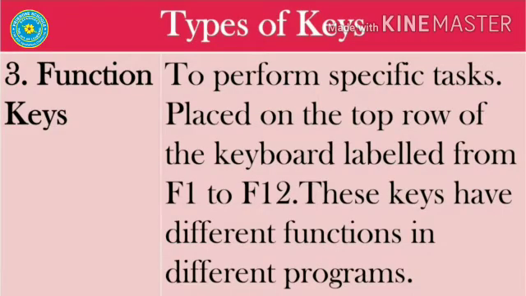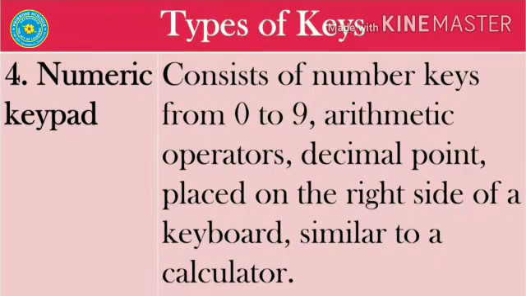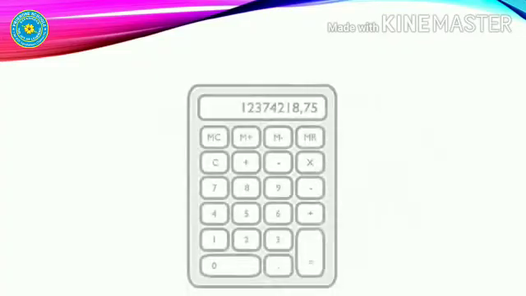Okay, now we are going to see the numeric keypad. It consists of number keys from 0 to 9, arithmetic operators such as plus, minus, multiplication, division operators and decimal point. It is placed on the right side of a keyboard. Have you seen some calculator, children? The numeric keypad is similar to a calculator.